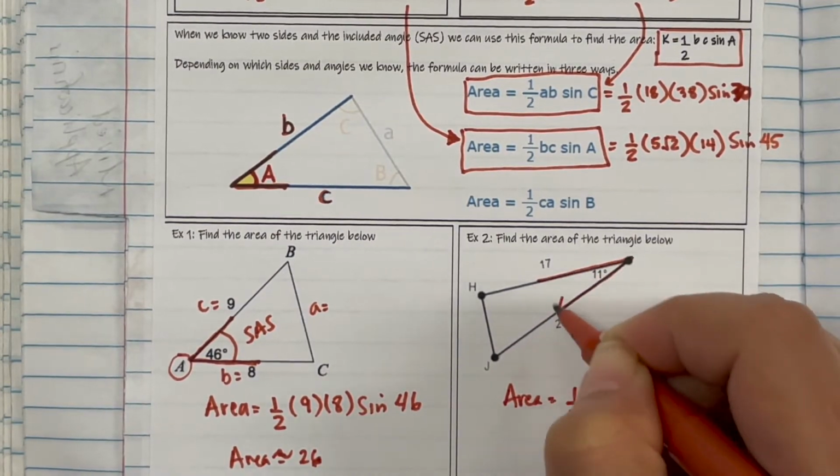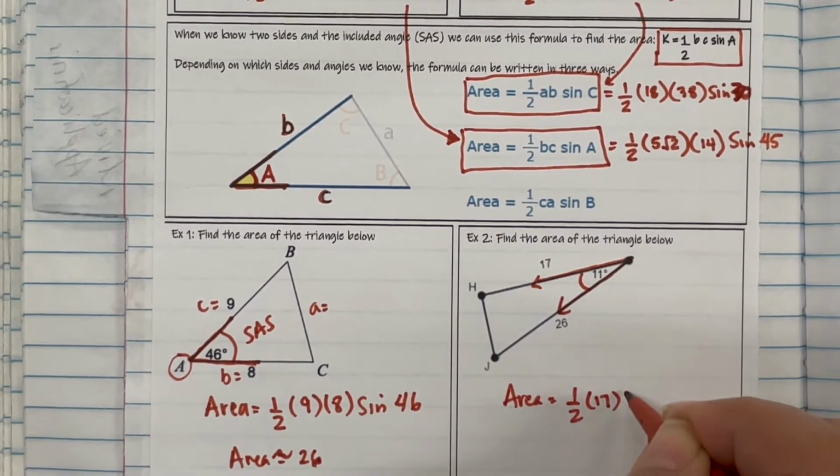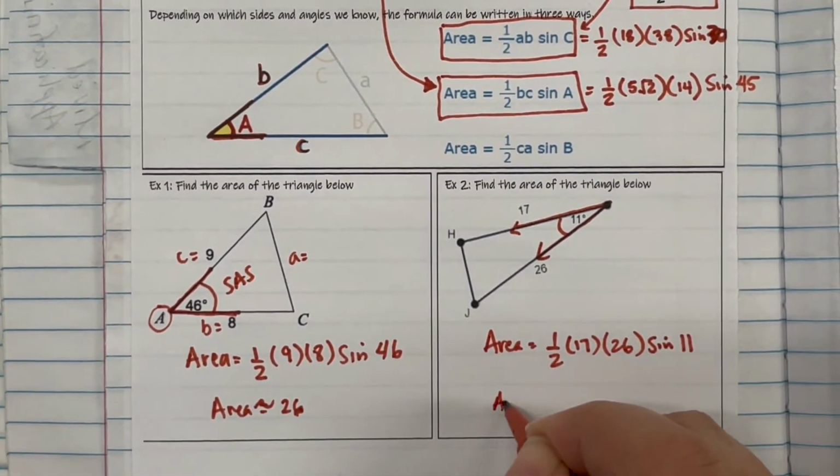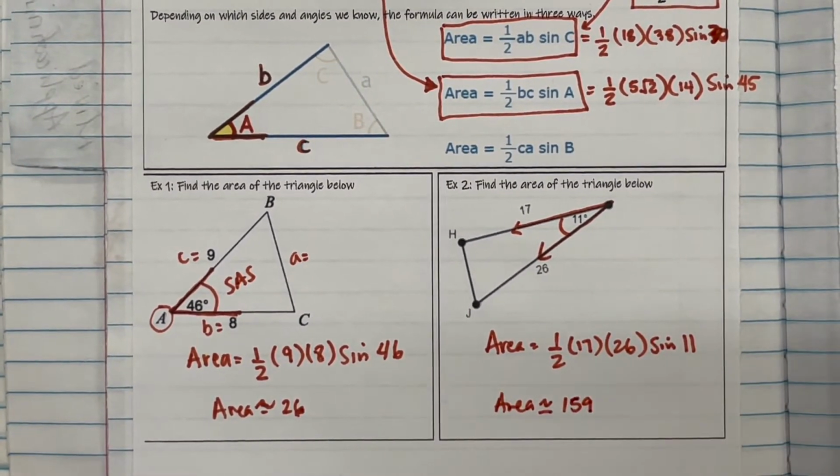It's a half times the two sides that are sandwiched next to each other, 17 and 26, times sine of the sandwiched angle. Put that straight in the calculator. You're going to get roughly 159.